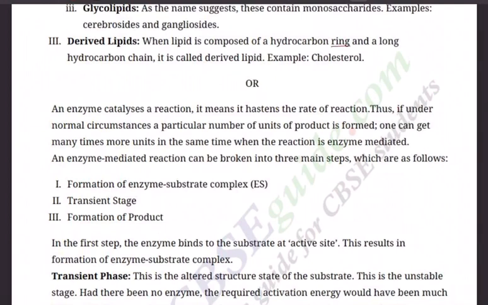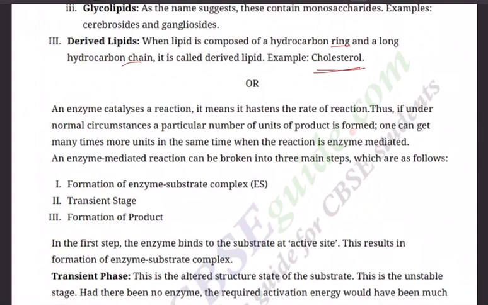And the last, third one, derived lipids. When a lipid is composed of a hydrocarbon ring, what is important here is the ringed structure, and a long hydrocarbon chain, it is called a derived lipid. Example: cholesterol. Now, if you find it difficult, then you can go for the choice.